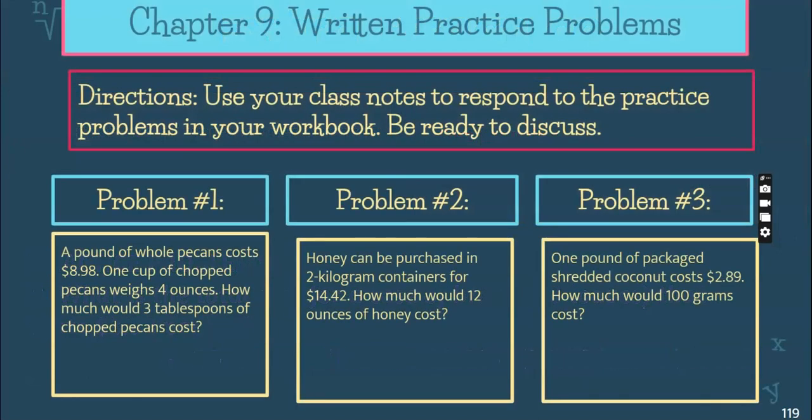All right, so now what you're going to do is your 3 practice problems. You're going to calculate each one, and make sure you write out the steps like we did in class, and then there'll be a separate video for checking your work. Problem 1 is about the cost of pecans, problem 2 is about honey with a conversion, and problem 3 is about shredded coconut, also with a conversion. You're going to do those on your document, and if you feel confident, you don't need to watch the video. If you don't feel confident, you can go through the video, me explaining how to do them. Thank you.